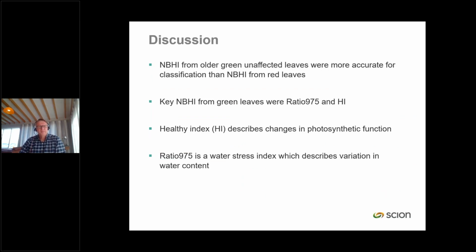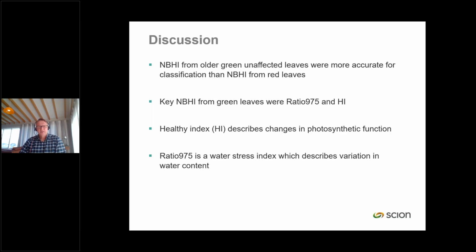So it was quite interesting to see that the narrowband hyperspectral indices from the older green unaffected leaves were more accurate for classification than the indices from the red leaves. And I think this really highlights that you should study the leaves that are not affected by the disease, because there may be physiological changes going on within these leaves as well. And I think this was a pretty important finding from the study.